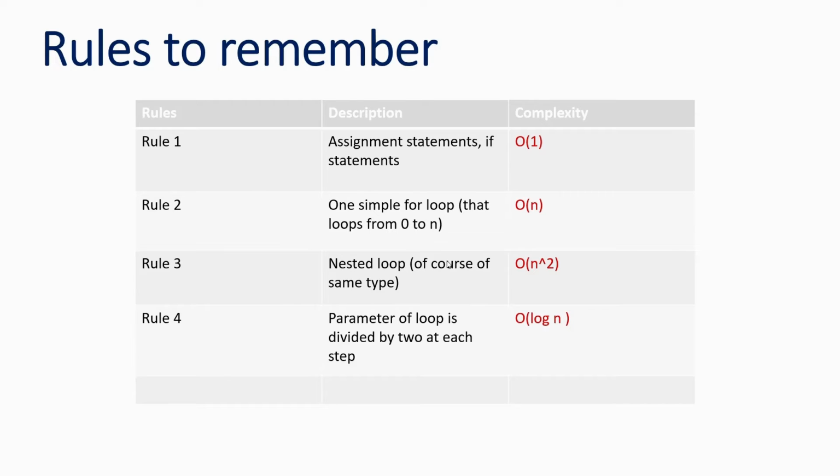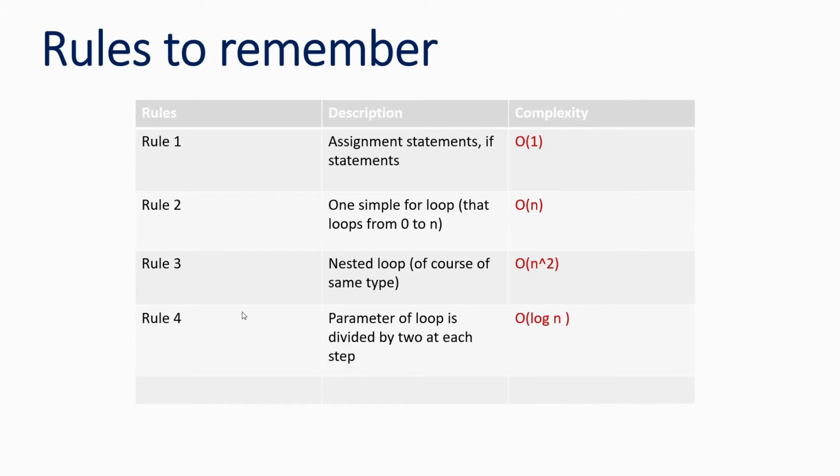Then rule 2: one simple for loop that loops from 0 to n. Whenever you see a single for loop, not nested loops, then the time complexity for that loop will be O(n). Now coming to the next rule, nested loops. For example, when you see two nested for loops, it will be O(n) square. If three nested for loops, then it will be O(n) cube. But that will be considered overall as O(n) square.